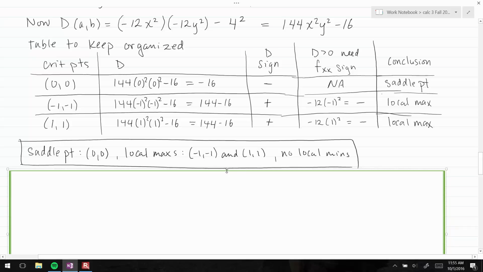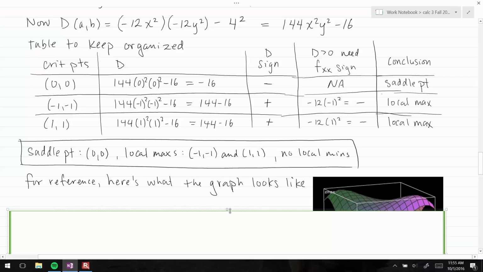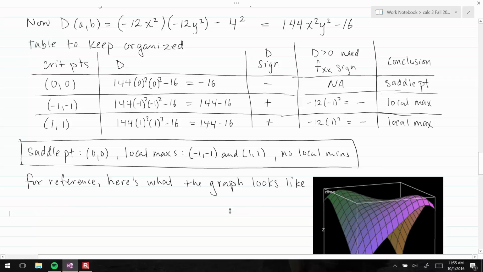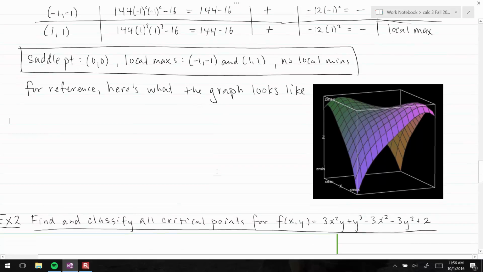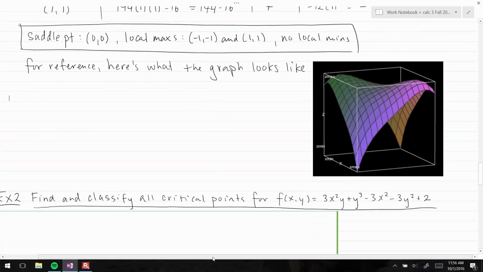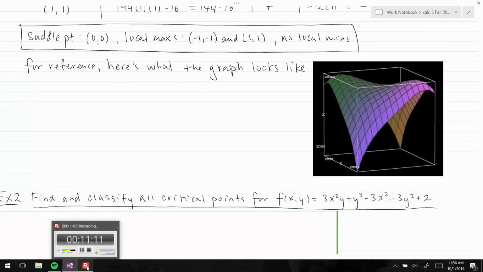Now what does this look like? So this is kind of abstract, just doing all the algebra and everything, but for each of these I did plot them so you can see what's going on. So here we have two local maxes that you can see kind of in the green and purple area, and then the saddle point is between them. So this would be like a mountain pass if you're going hiking and you can see the other side. But that's it. So I will stop this recording and then do another example on the next recording.